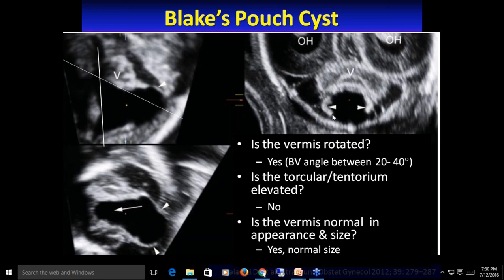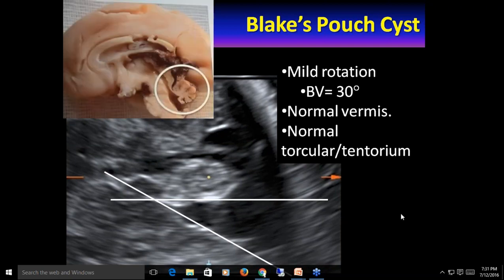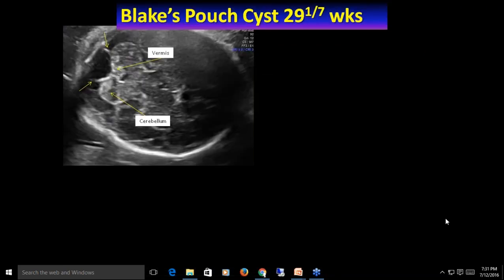Here in this coronal section, you can clearly see the walls of the Blake's pouch cyst. And in the axial section, we see the splayed out cerebellar hemisphere with the fourth ventricle. And here we have the walls of the cyst protruding into the area of the cisterna magna. Here's another example of a case of Blake's pouch cyst. We have mild rotation of the vermis, normal appearing vermis, and a normal torcula and tentorium.